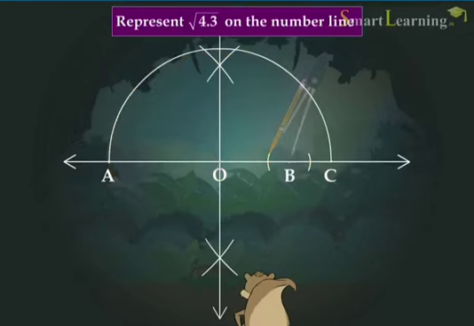Make an arc at B on both sides. Make arcs from the right and left which intersect. Draw a perpendicular to line AC passing through the midpoint B. Let it intersect the semicircle.